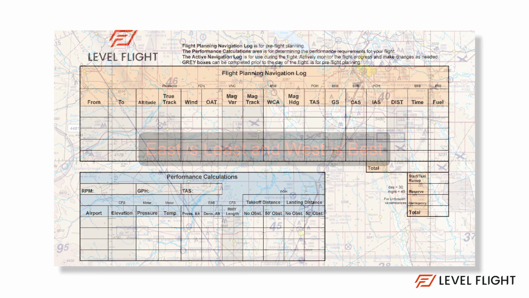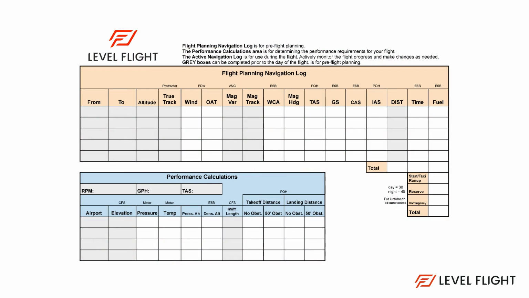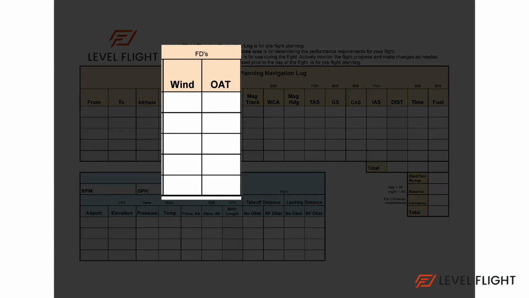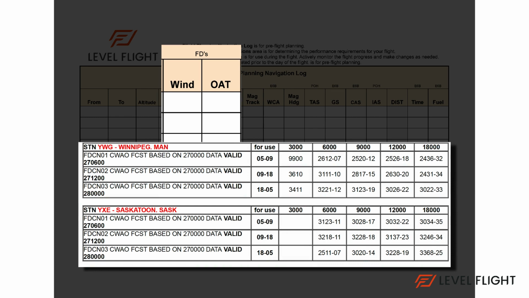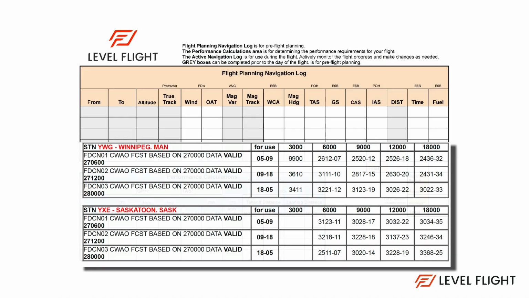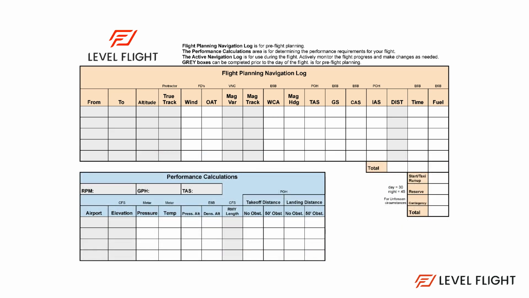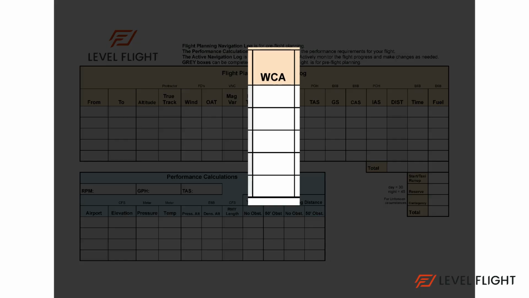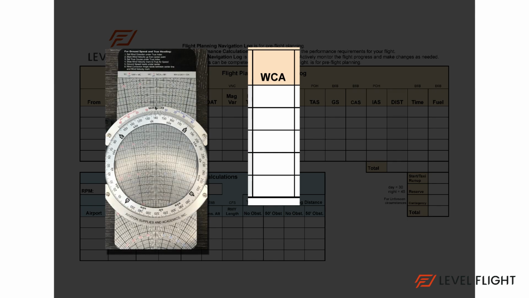Now let's go back to the wind and outside air temperature boxes. We obtain this information from the upper winds chart, or the FDs. You need to know your altitude before you can fill out these boxes. Once we have our wind, we can calculate our wind correction angle using our E6B.